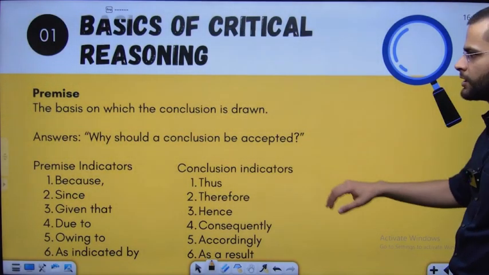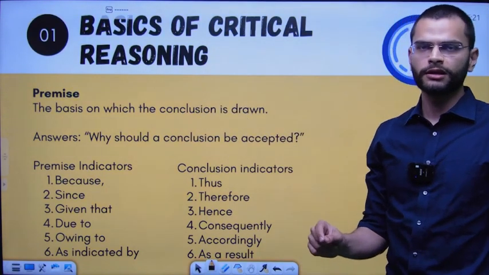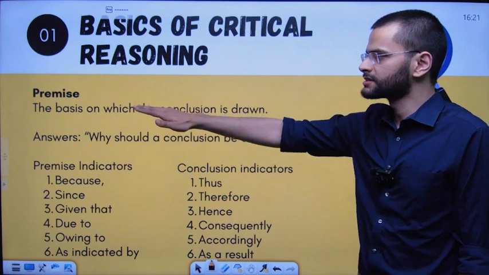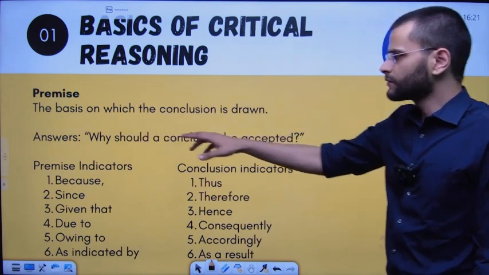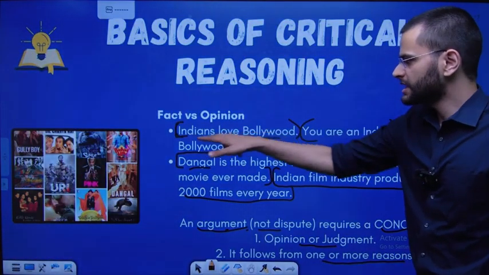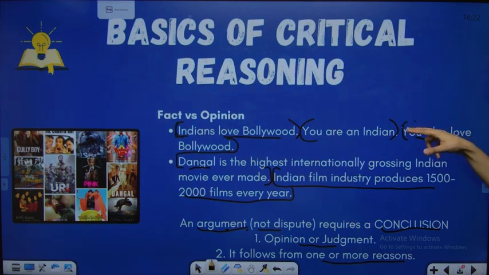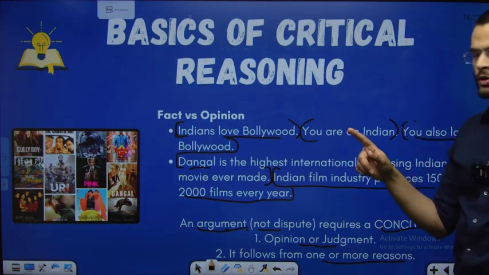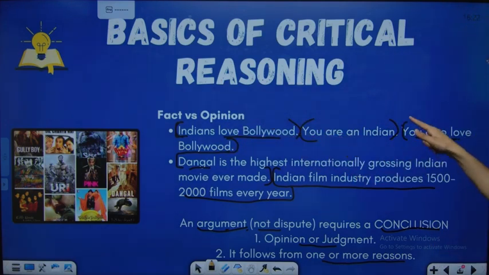So now, the second most common term that you'll be hearing in critical reasoning is the premise. What is exactly a premise? It is the basis on which the conclusion is drawn. So if you go back to this case, these two statements are the basis on which the author is arriving at the third statement, which is you also love Bollywood. So now these two statements would become the premises for arriving at the conclusion.